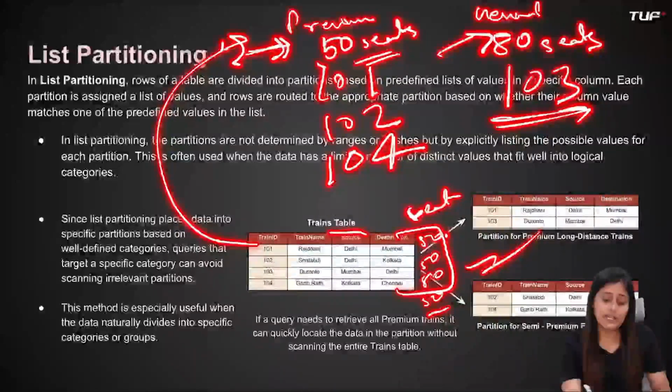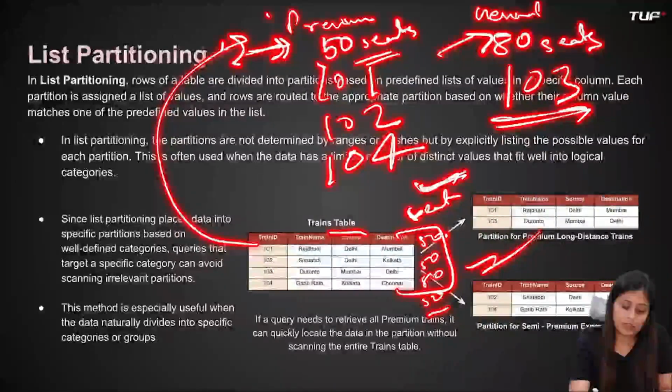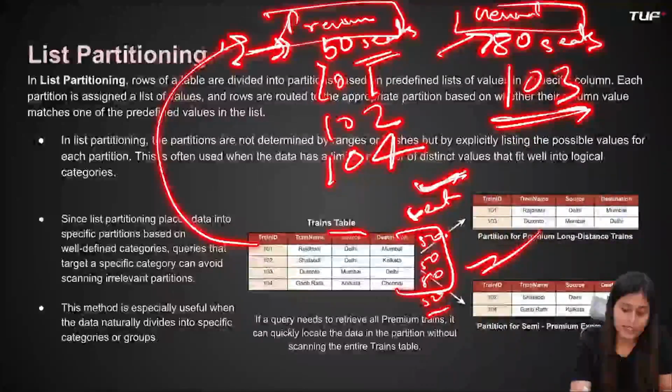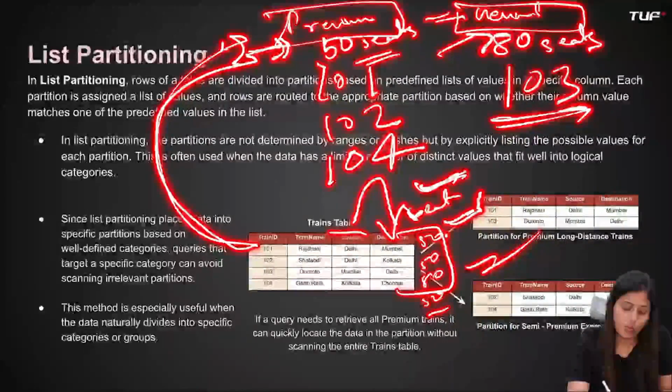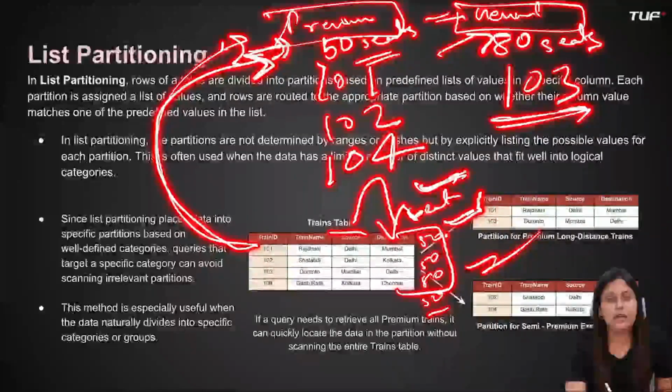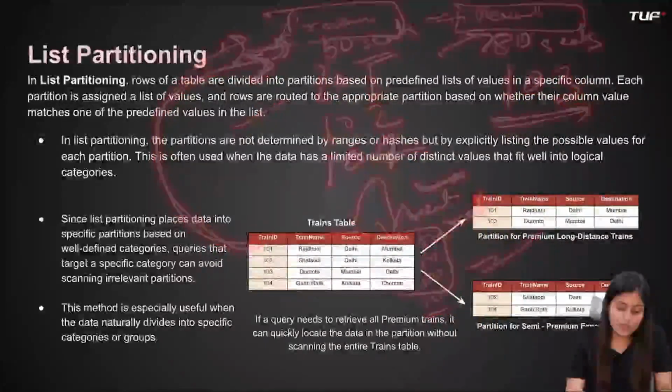So that's what it says: these partitions will have a predefined set of values which will match with some column. If the value matches, this row will be stored in that partition, otherwise in another partition, right? So this is about list partitioning.